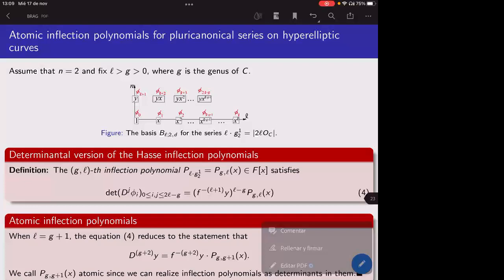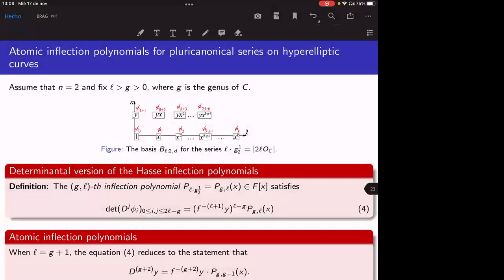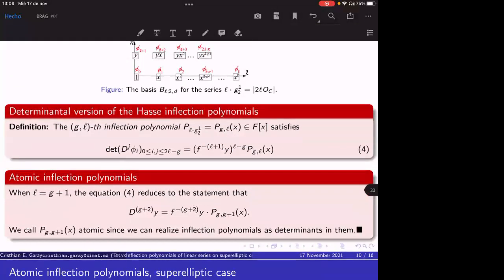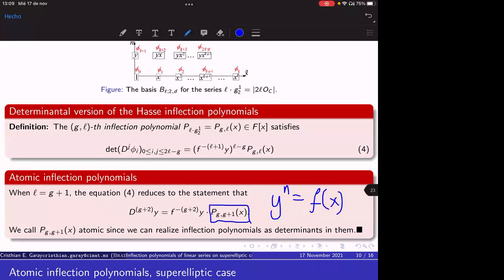And remember that the basic relation that you have to keep in mind is that y satisfies this equation, right? So from this equation, you can take the g plus 2 time derivative with respect to x. And then from 4, you deduce this equation. And this is the polynomial which arises from this construction for this particular case.